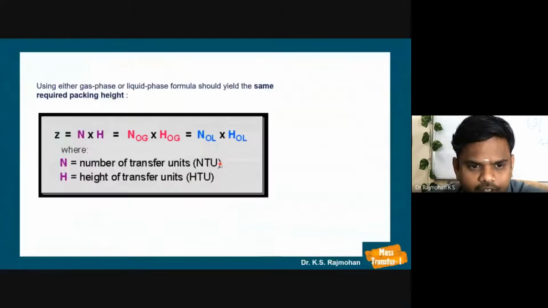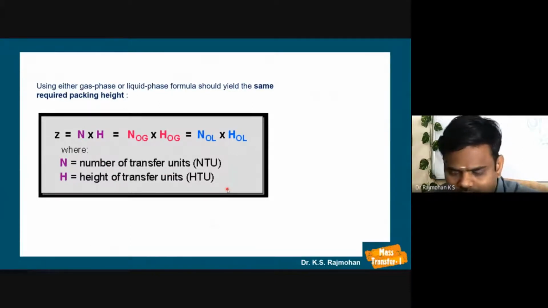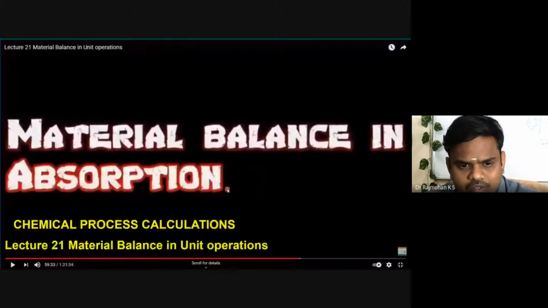Well, we have derived the expression for Z, that is height of the packed tower, as a product of number of transfer units and height of transfer units. And to solve numericals, these packed towers are used for distillation operations, absorption operations. Okay, so first we should recall what we have learnt in the absorption course.